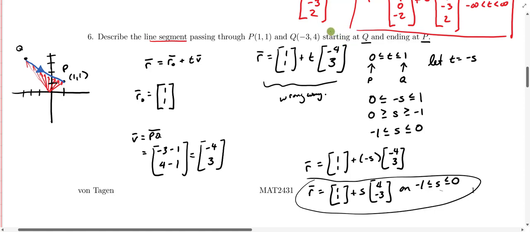The issue of direction only mattered because I did say the parameterization had to start at Q and end at P. All right, folks, we have one more example. This will be a little bit more straightforward, and that will wrap up the topic of lines.